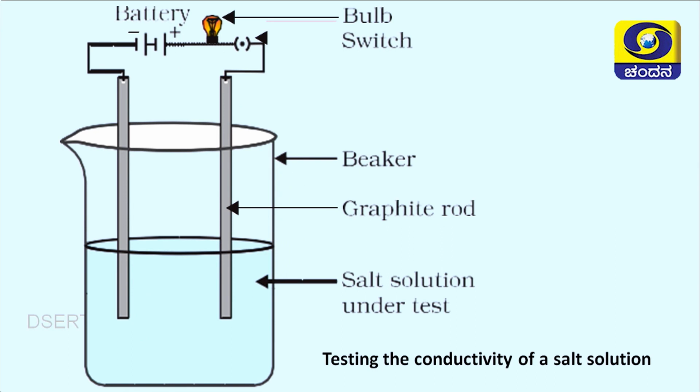So, this is the experimental setup required to test the conductivity of the salt solution. So, you require a beaker and you require 2 graphite rods and then a bulb and a battery. And when you take the salt solution in the beaker and you have to test it. If at all the salt solution is going to conduct electricity, the bulb will glow, and if it does not, then we can understand that the salt solution does not conduct electricity.